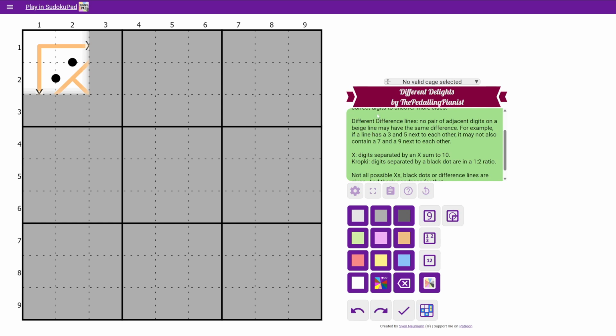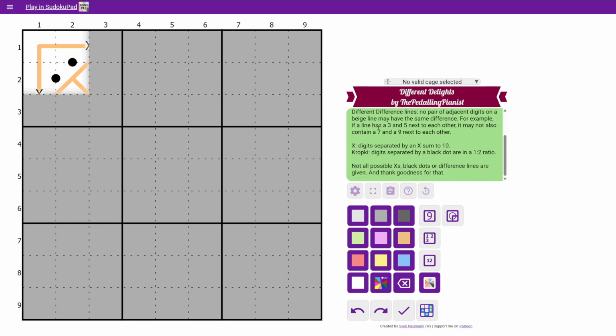X, digits separated by an X, sum to 10. Kropke, digits separated by a black dot are in a 1 to 2 ratio. Not all possible X's, black dots, or different lines are given. And thank goodness for that. Okay.